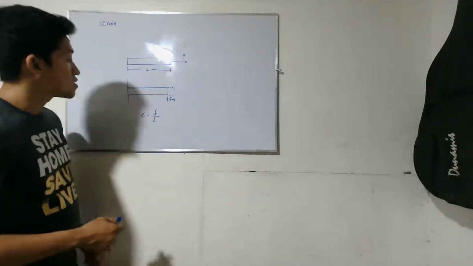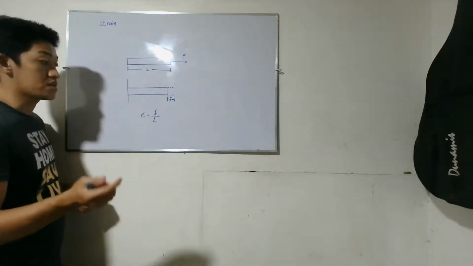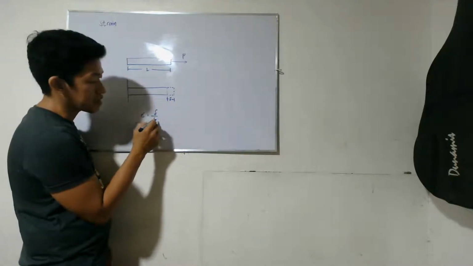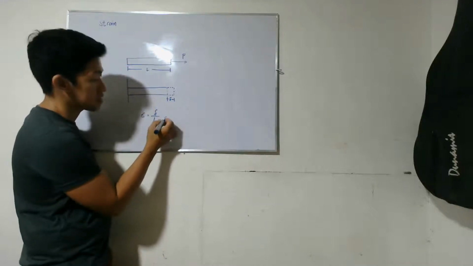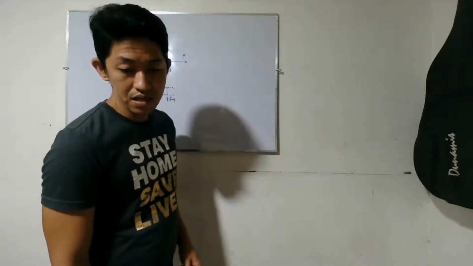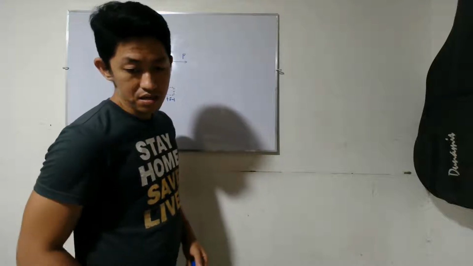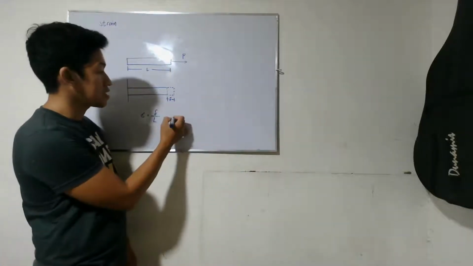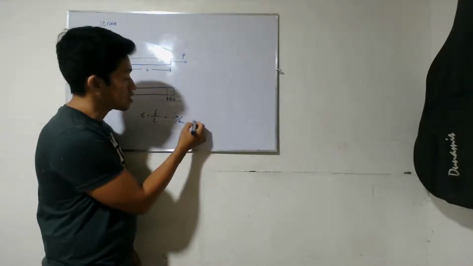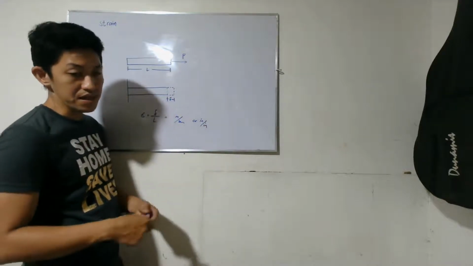Okay, so this is the basic idea of strain. Okay, since this is in unit of length divided by unit of length, this is dimensionless. Okay, but usually ang unit ano niya can be meter per meter or inch per inch, no? Para masabtan nga strain din na siya.